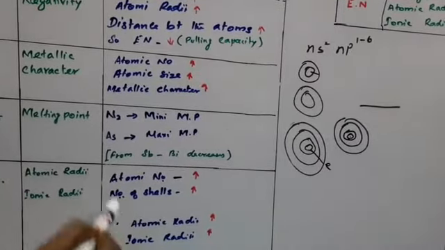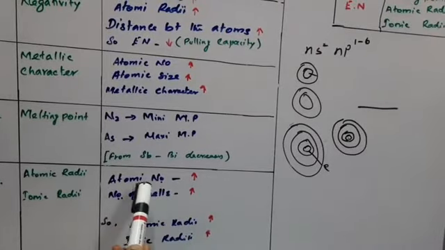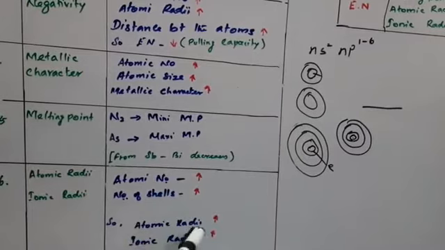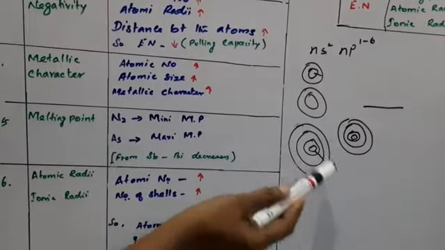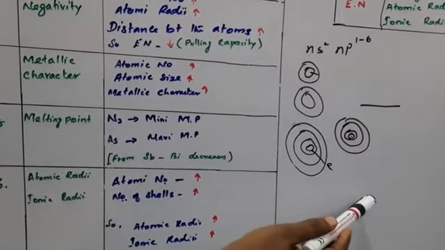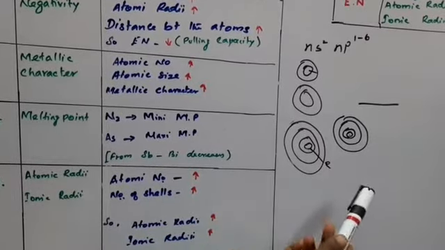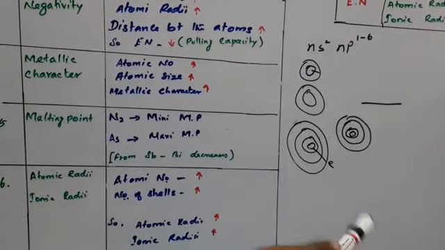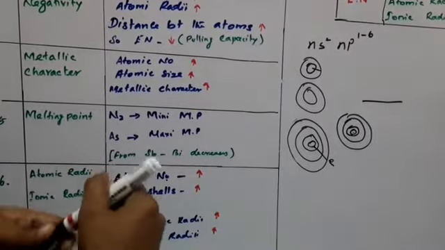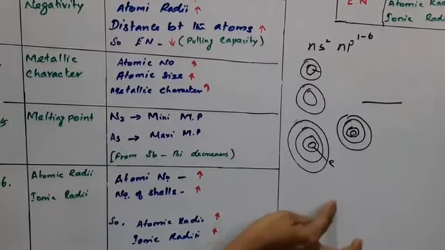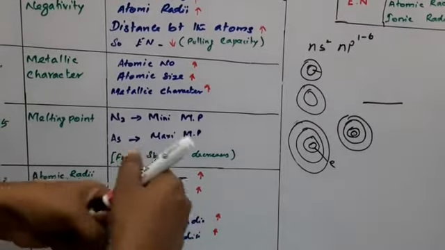After that, the atomic radii and ionic radii. Down the group they increase: atomic number increases, the number of shells also increases, so atomic radii and ionic radii also increase. Along the period they decrease, the same concept, due to the highly effective nuclear charge. Okay students, you should know that down the group, the shells keep increasing.